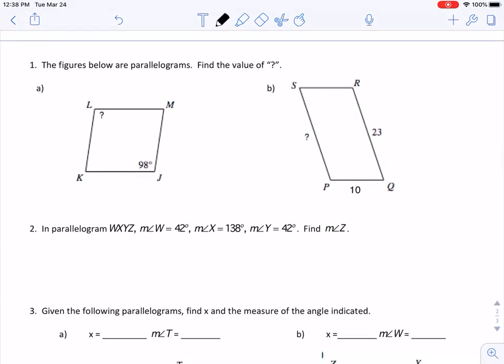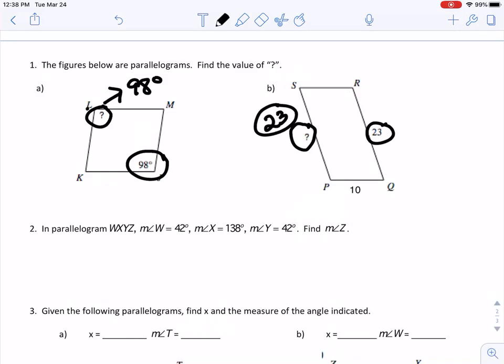So the first question says we want to find this missing angle. If this angle is 98 degrees, one of the properties says that opposite angles are congruent. So this question mark also has to be 98 degrees. Now let's look at the sides. I'm looking for this question mark. The second property that we learned is that opposite sides are congruent. So if this is 23, this is the side opposite, this is also 23. Now this 10 is here as just an extra piece that we don't need. If I wanted to figure out what this one was, then I would need to use that 10.